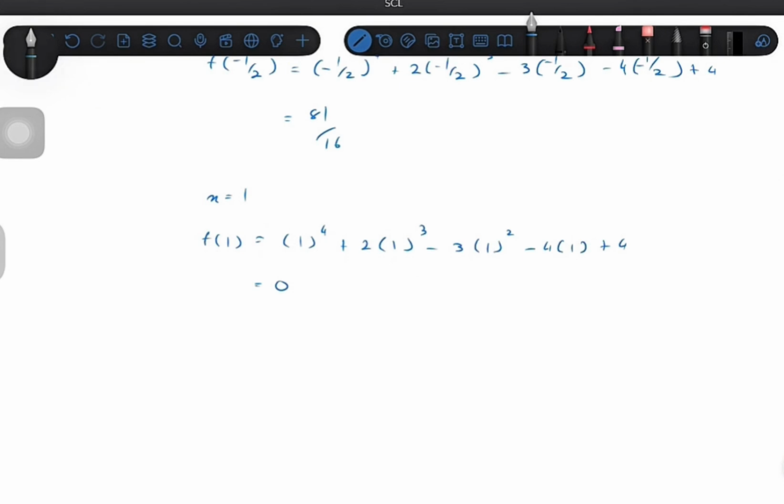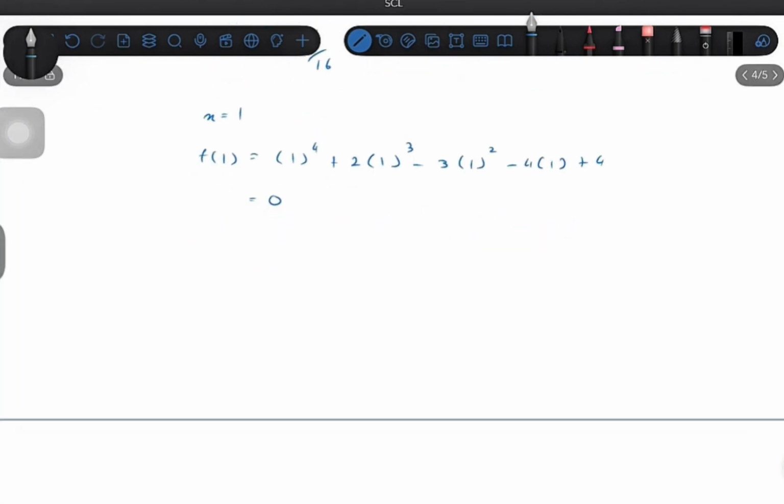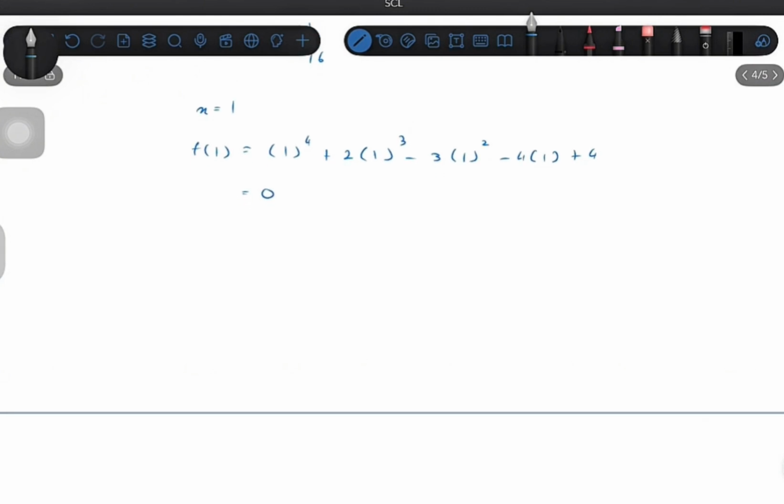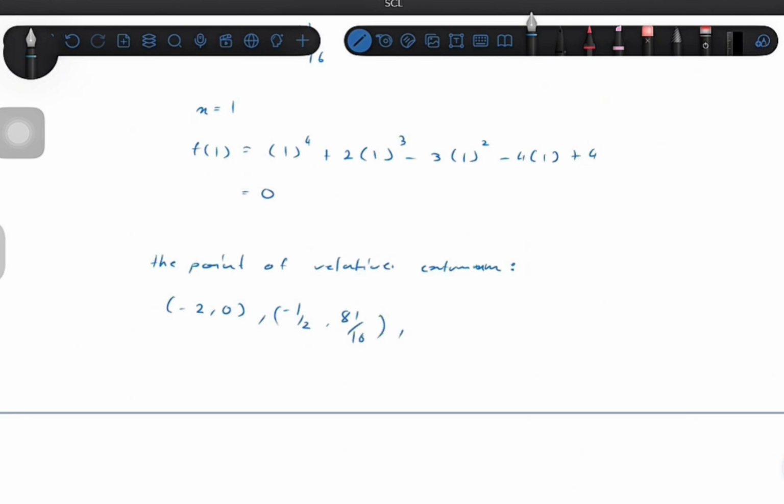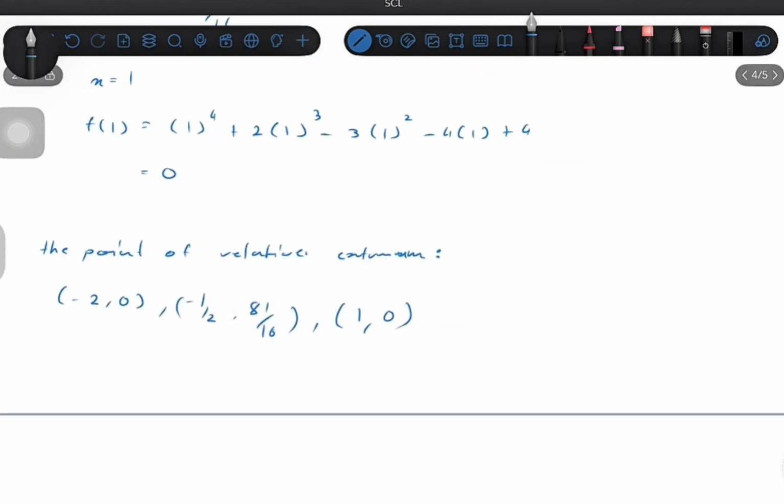So the points of relative extremum of f(x) are (negative 2, 0), (negative 1 over 2, 81 over 16), and (1, 0). So these are the points of relative extremum.